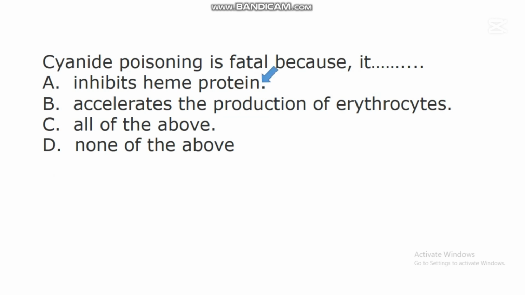Inhibits heme protein. Studies have shown that cyanide can poison the body system. So when there is cyanide poisoning, it is very fatal because it inhibits heme protein, and when this heme protein is inhibited, it will affect the enzyme that coordinates cellular respiration in a negative way, and that can even lead to the stopping of cellular respiration, and the individual can die in this condition.